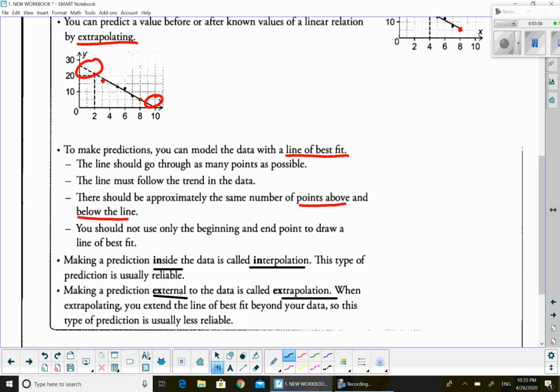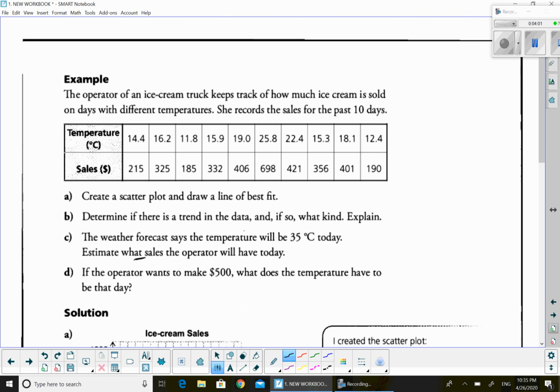So let's look at the example that they have. They have an example of the operator of an ice cream truck who keeps track of how much ice cream is sold on days with different temperatures. She records the sales for the past 10 days. Here we have two variables. We're comparing two different things. We have temperature, which is in degrees Celsius, and sales.